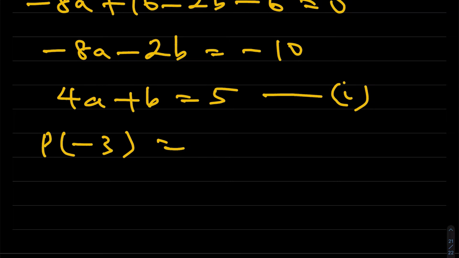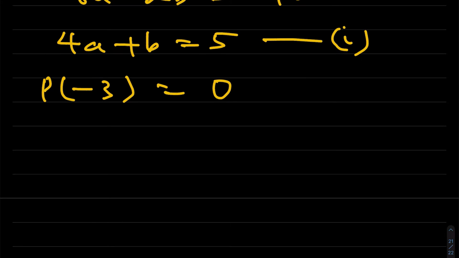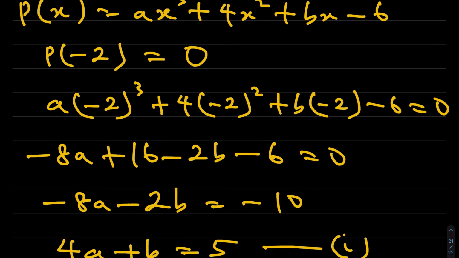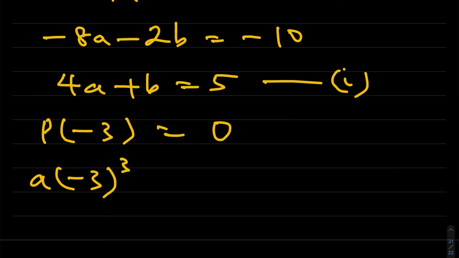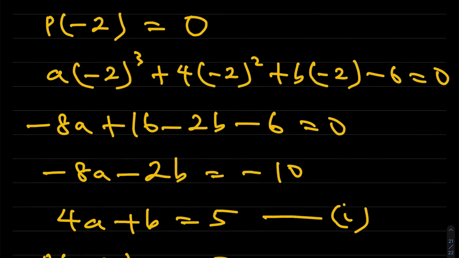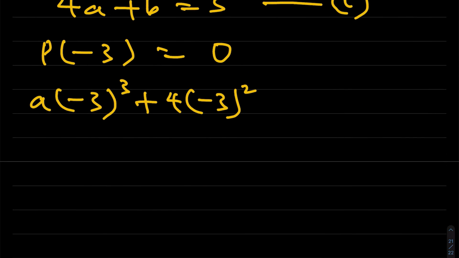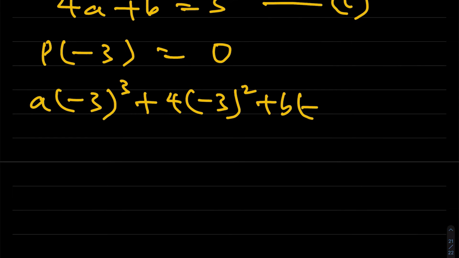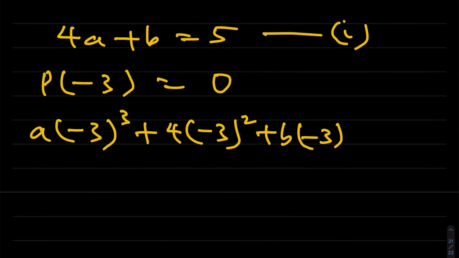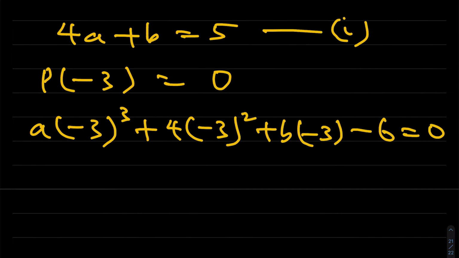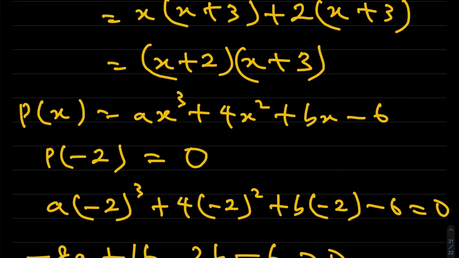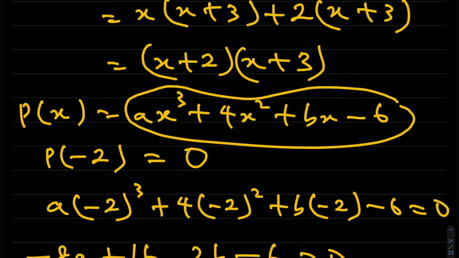Since x plus 3 is a factor of it, that means the remainder will be 0. So p of minus 3 equals 0. And that simply means a times minus 3 cubed plus 4 times minus 3 squared plus b times minus 3 minus 6 equals 0. We just substituted minus 3 for x in p of x.